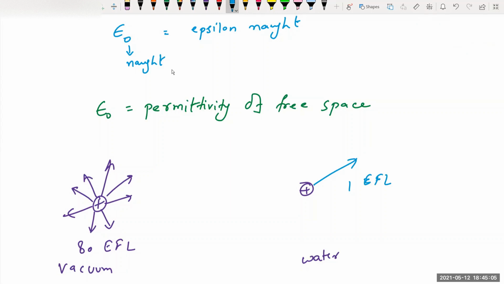Why? Now we have two media. One is vacuum, the other is water. They both have different permittivities. They both allow a different number of electric field lines to pass through them.